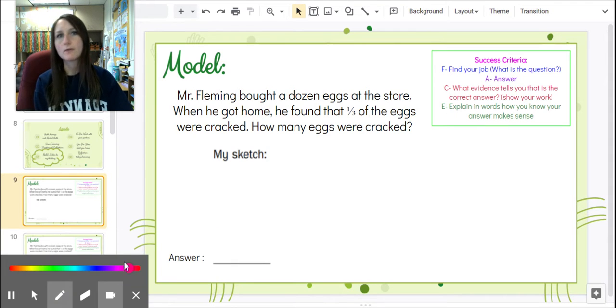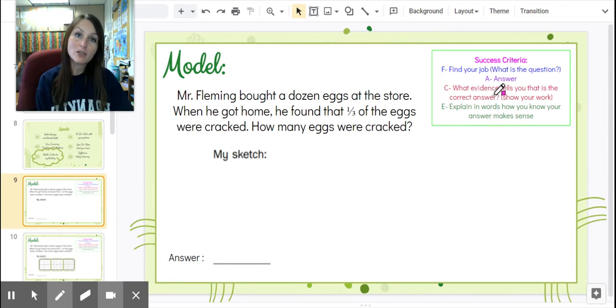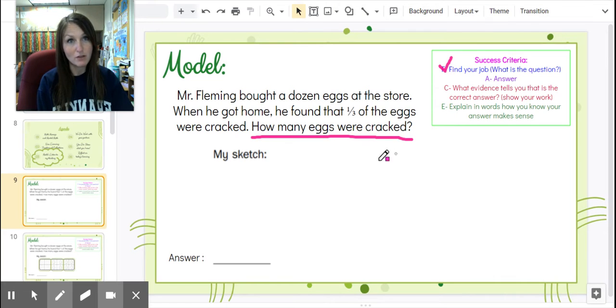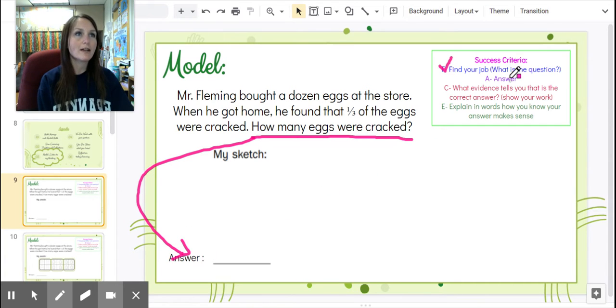So I'm going to follow the same steps that I did when I solved number stories with fractions before, but this time it's going to look slightly different in my drawing. So first thing I need to do is find out what's my job. What's the question? Again, it's normally the last thing. So here it says, how many eggs were cracked? That's what I'm trying to figure out. That's what I'm going to put down here in my answer: how many eggs were cracked. I don't know my answer yet, so I need to go to the next part.